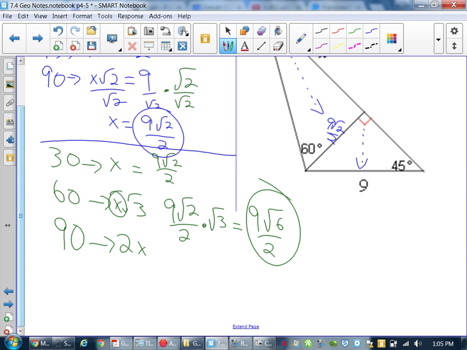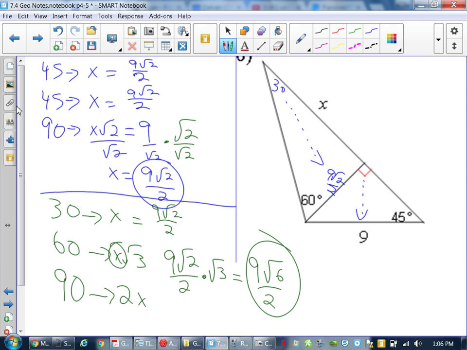Oh, you know why? Because we didn't need to. We weren't worried about that side line. Oh, yeah. If we were trying to find that, you're right, then it would be 9 root 2. You're correct. But here, I'm just trying to figure out the side length opposite the.